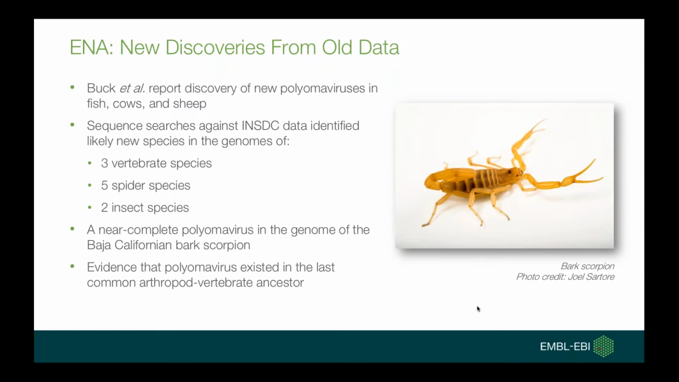And because they did that, they were able to identify likely new species of polyomaviruses within the genomes of 3 more vertebrates, 5 different spiders, and 2 different insects. They also found a near-complete polyomavirus genome within the genome of the Baja Californian bark scorpion.